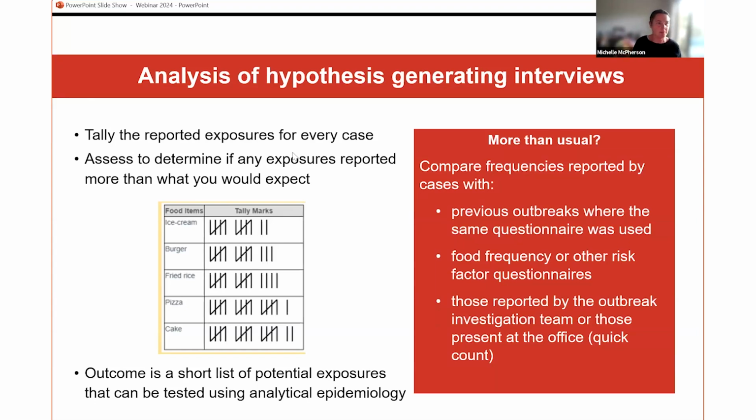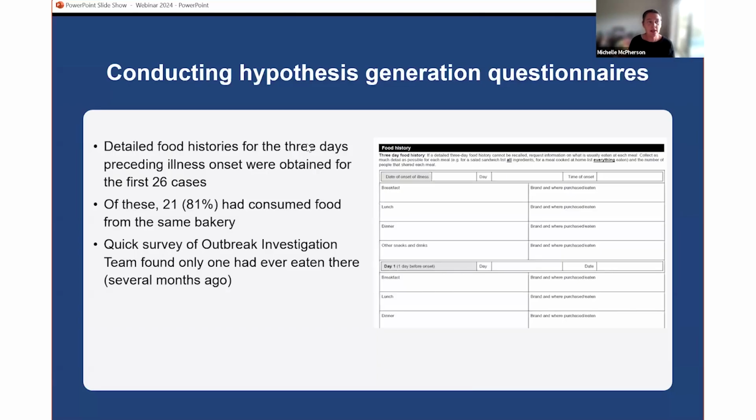in the next step. So going back to our outbreak, they did collect detailed food history, the trawling questionnaires for the 3 days before illness from the first 26 cases. And the questionnaire they used is pictured here. It's a standard 3-day food questionnaire. Of these cases, 81% reported eating goods from the same bakery.